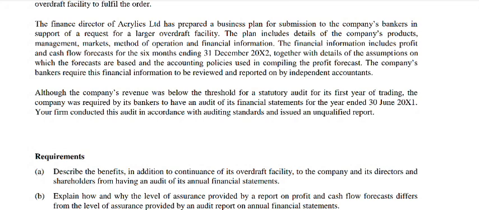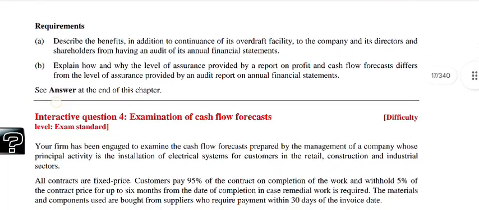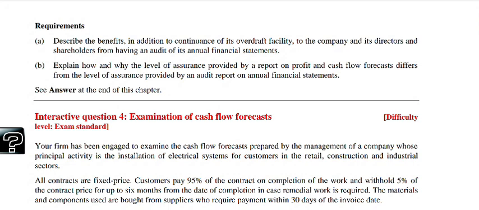Although the company's revenue was below the threshold for a statutory audit for its first year of trading, the company was required by its bankers to have an audit of its financial statements for the year ended 30th June 2001. Your firm conducted this audit in accordance with auditing standards and issued an unqualified report. Requirements: A. Describe the benefits, in addition to continuance of its overdraft facility, to the company and its directors and shareholders from having an audit of its annual financial statements. B. Explain how and why the level of assurance provided by a report on profit and cash flow forecast differs from the level of assurance provided by an audit report on annual financial statements.